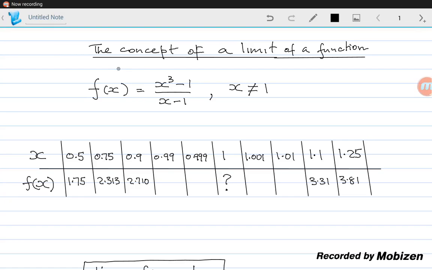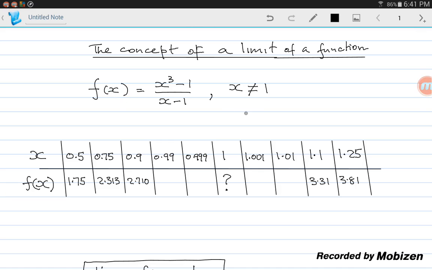In this video, we are introduced to the concept of a limit of a function. Suppose we are asked to sketch the graph of this function that is given here, f of x equal to x cubed minus 1 divided by x minus 1. For all points other than x equal to 1, we can use standard curve sketching techniques. That is, select a value for x and find its corresponding value f of x.